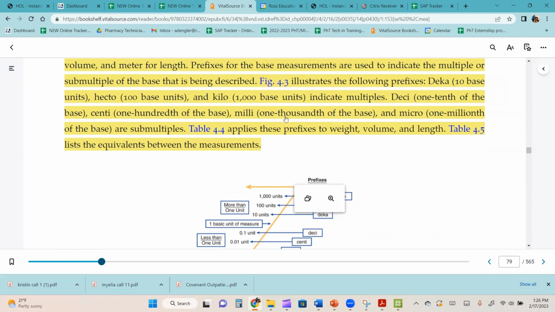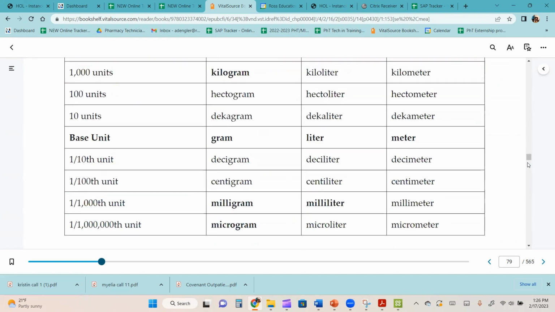And I just talked about, okay, so for the prefixes, deca is 10 base units, hecto is 100, and kilo is 1,000. Deci is 1/10 of the base, centi is 1/100th of the base, milli is 1,000th of the base, and micro is 1/1,000,000th of the base. Those are submultiples. And then table 4.4 applies these prefixes to weight, volume, and length.